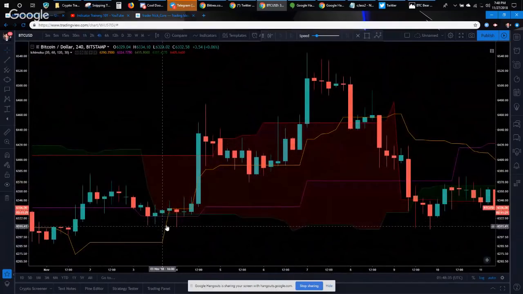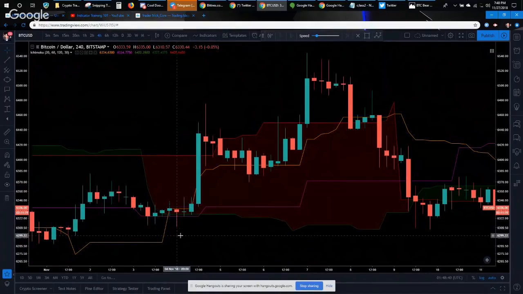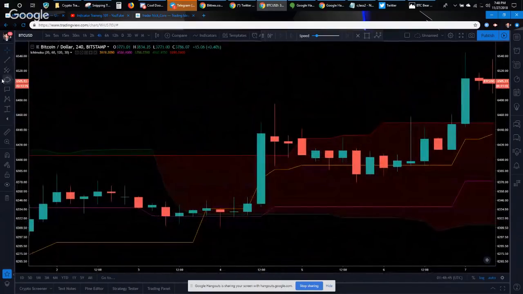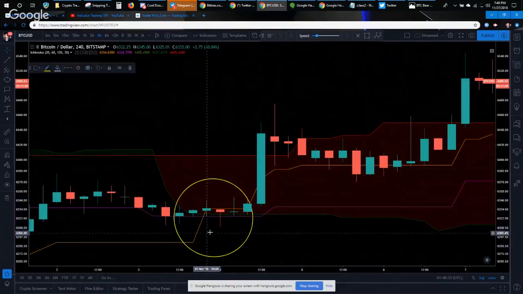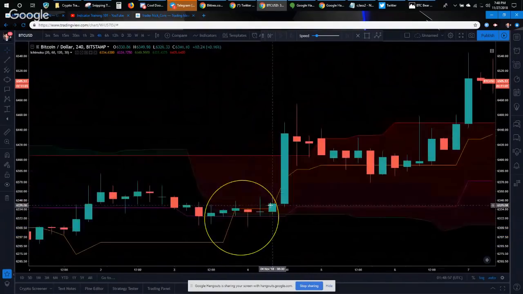Okay, here we go. So here was a reactionary TK cross. If we zoom right in here, by the way, I'm on the 4-hour. I find the best signals off of the 4-hour Ichimoku. And here's why. The conversion line, which is our faster moving line, got out of this bearish position.